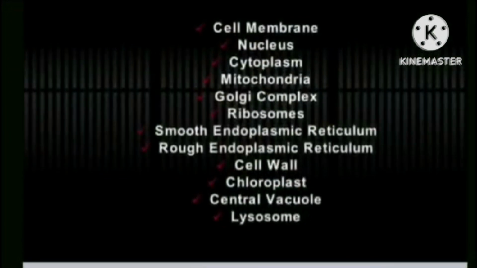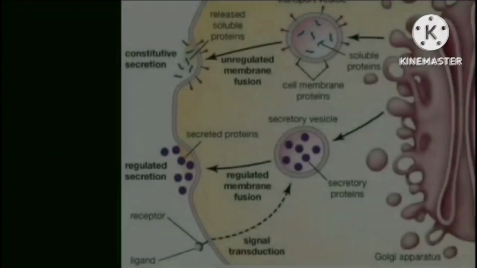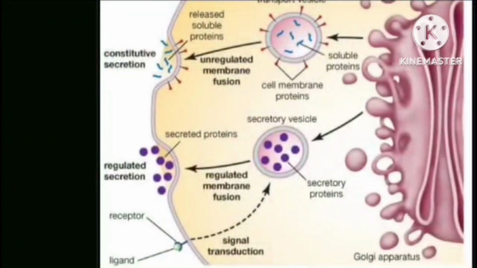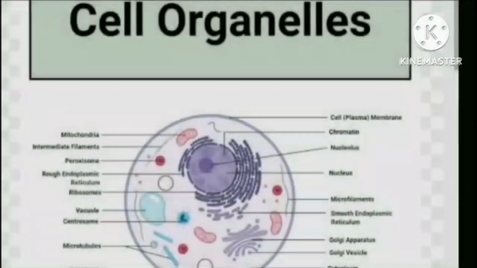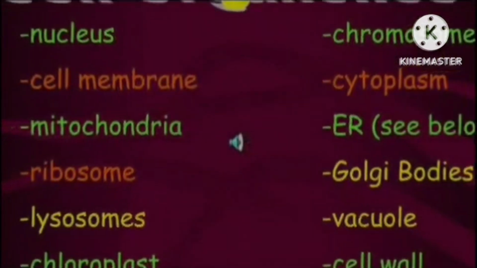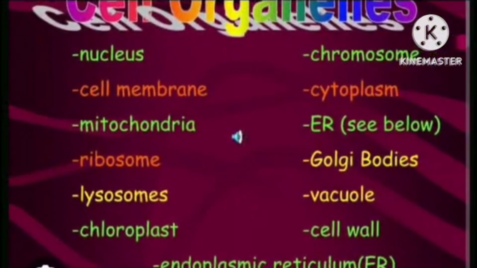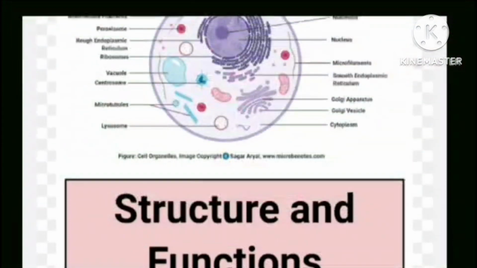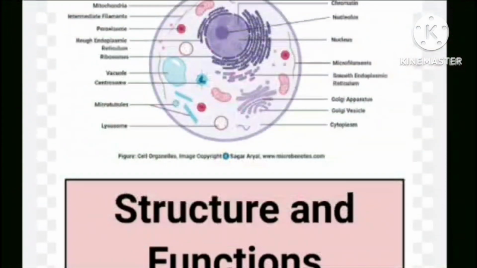And the next question is, what do the organelles do? Organelles do a lot of jobs, from regulating gene transcription to producing energy or storing water. Organelles make up the cell, which is the basic unit of life. The following organelles are present in the cell: cell membrane, nucleus, cytoplasm, mitochondria, Golgi complex, ribosome, endoplasmic reticulum, cell wall, chloroplast, vacuole and the lysosome. Now we are discussing the cell organelles' structure and their function.